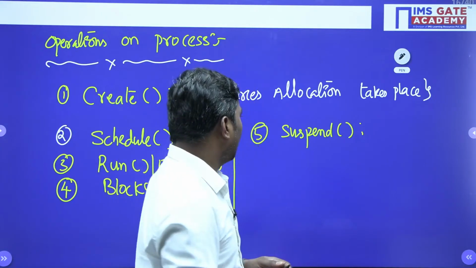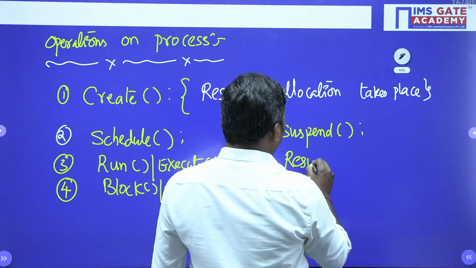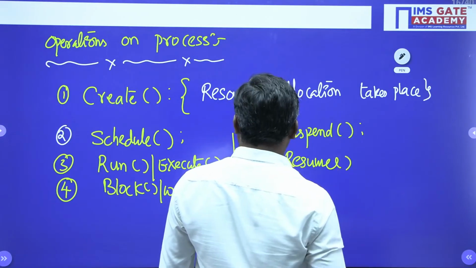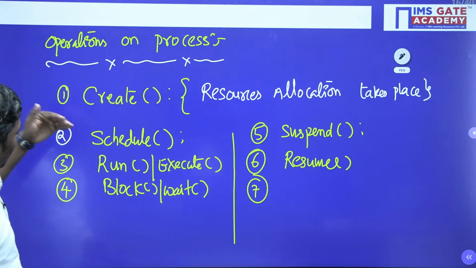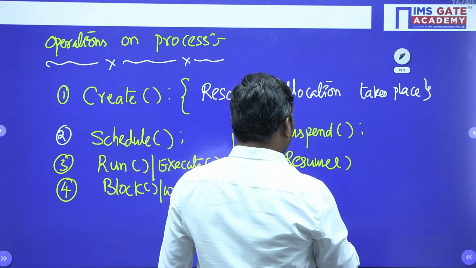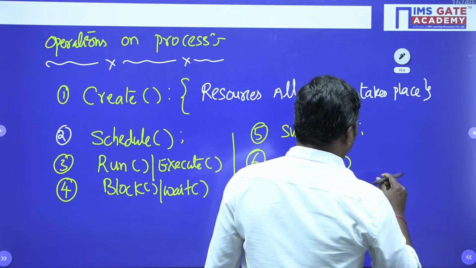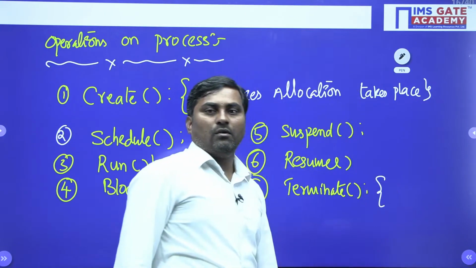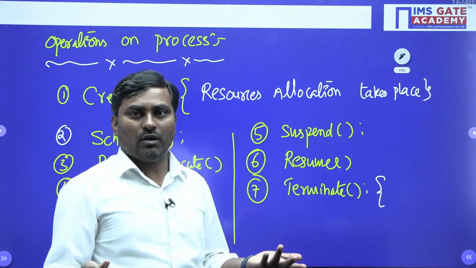Suspend. Clear. Sixth one, a suspended process can be resumed based on availability. Resume. Seventh one: created, schedule, run, block, suspend, resume and terminate finally. Terminate. Terminate meaning what? What is the meaning of terminate? End of the program. The program will terminate. End of the program. Completion.